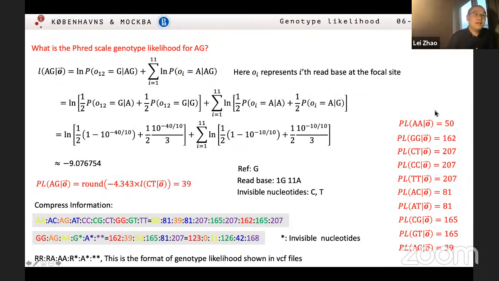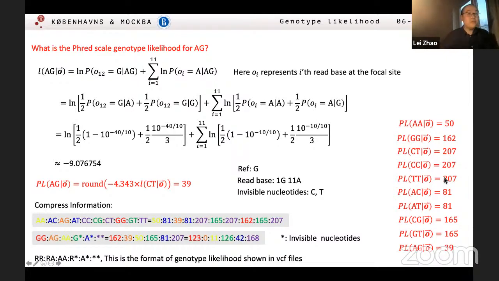But if you are familiar with VCF files, actually a VCF file will not give you all these 10 values. Most of the time it will give you 3 values, but for some SNPs it will give you like 5 values. So now I will let you know why, because in all these 10 genotype likelihoods, some of them are actually the same as each other.